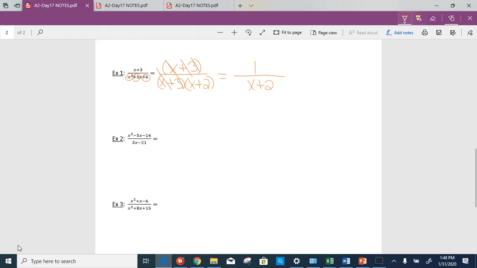It's pretty basic. So let's go ahead and try our second example. By the way, that is the conclusion of our first example. There's no more to do there. 1 over x plus 2. The remaining factor is your answer.